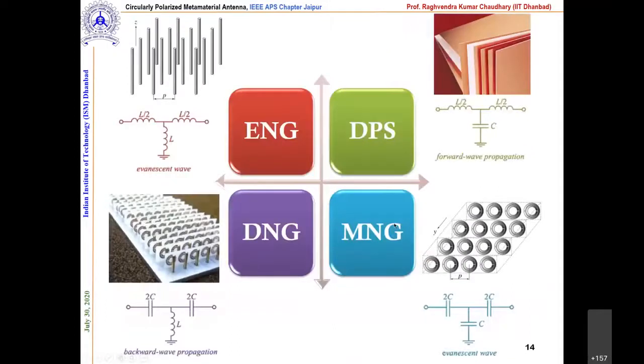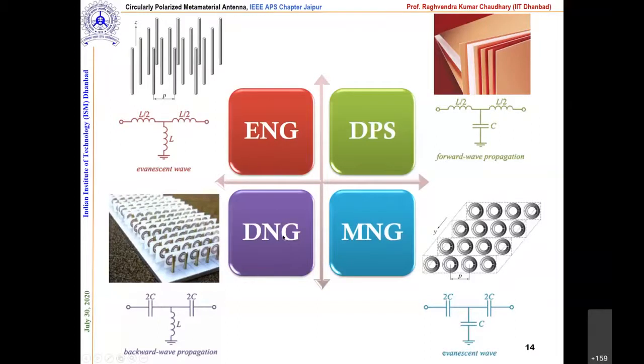So we can divide it into four quadrants. This is the DPS, double positive material, epsilon negative, double negative, and mu negative material, correct? So these are some photographs of the common structures, correct, by which we can derive all those things. But our idea, as antenna engineers, correct, what we are doing in the lab, is that we are highly interested in the equivalent circuit, and we try to satisfy the CRLH property, correct, and finally we utilize it in antennas, correct.